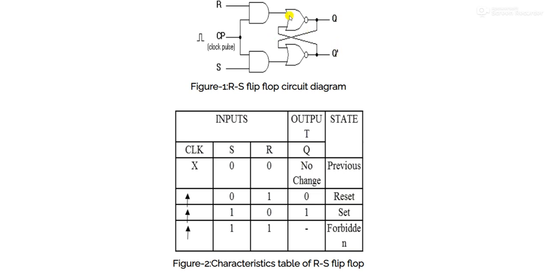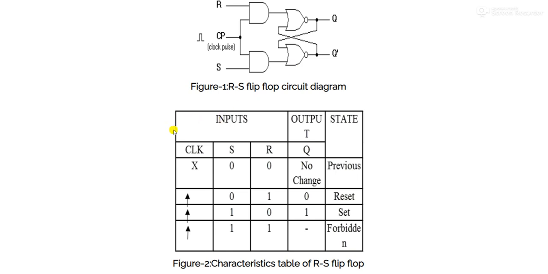This is the circuit diagram of SR flip-flop, and there are three inputs: R, clock pulse and S. S is for set, R is for reset, and through the clock input we will apply our clock pulse. On the basis of these three inputs we will get some output.